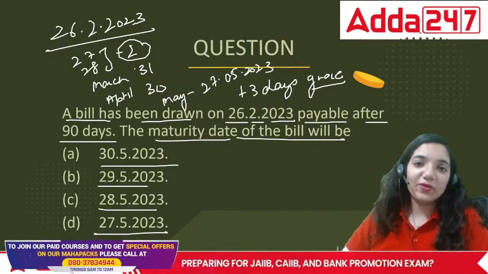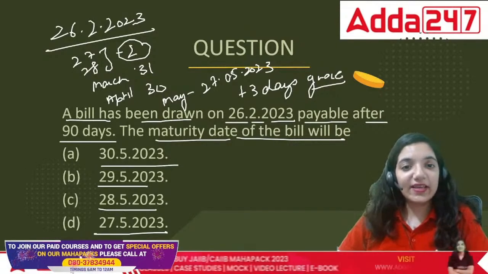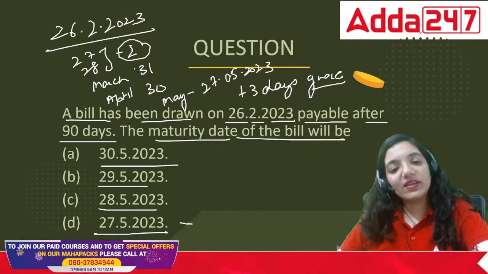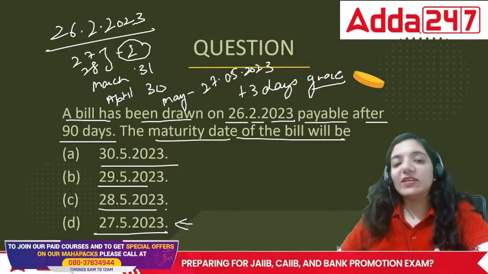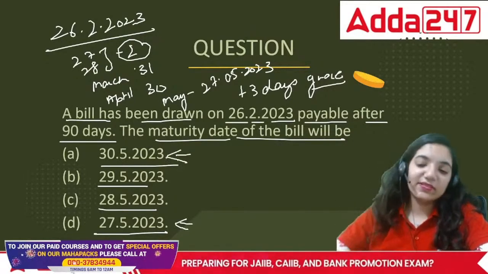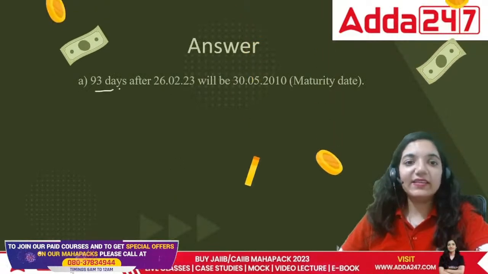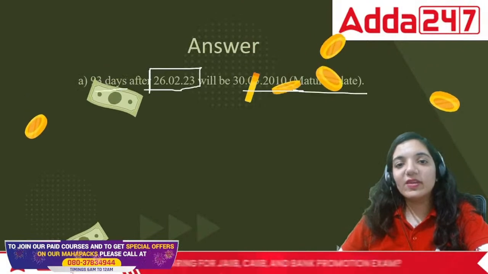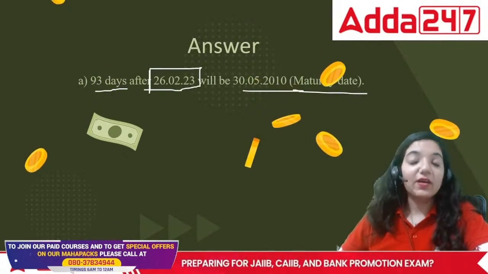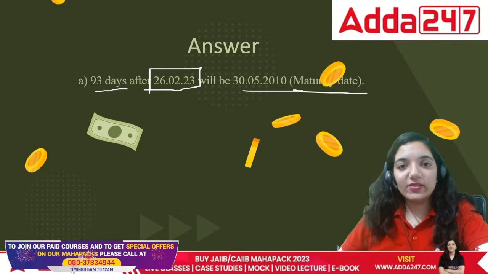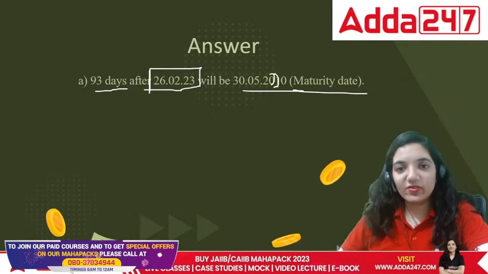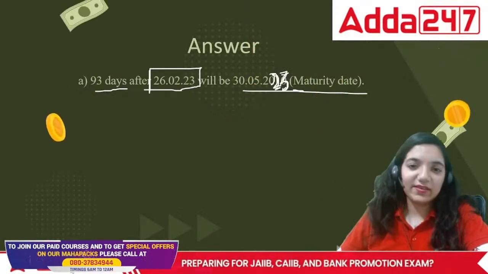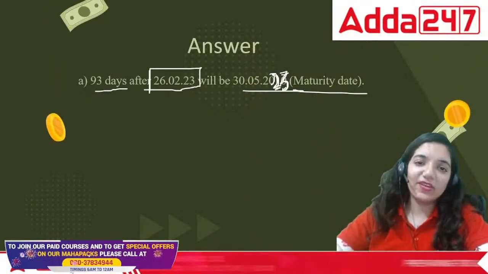So 30th May 2023 is the correct answer. 29th, 28th, or 27th? See, 27th is the date on which 90 days are being covered, but the due date of the bill is 30th. The correct answer is 93 days after 26/2/2023, which will be 30th of May 2023. Now moving on to the next question.